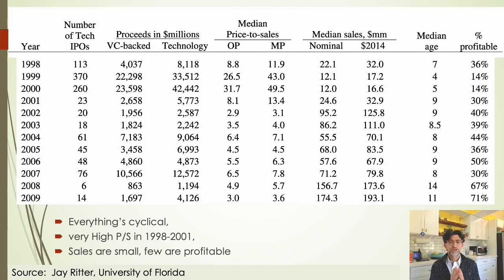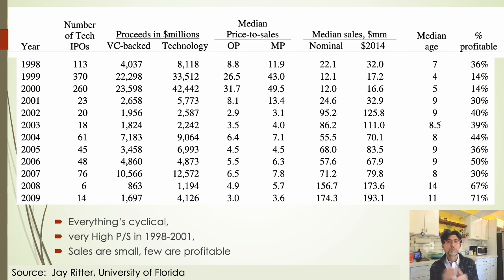And I promised you I would talk to you about Jay Ritter's research. And there's a few things I want to talk about here. Number one, everything's cyclical. And by that, you're going to see on these columns here.